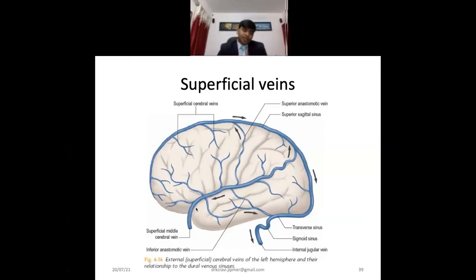Now, the inferior cerebral veins, these are small, and they are numerous in number, right?